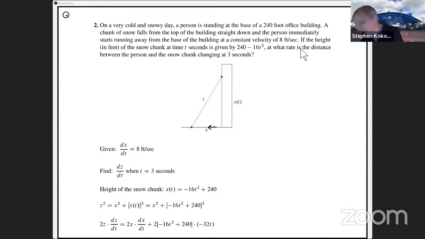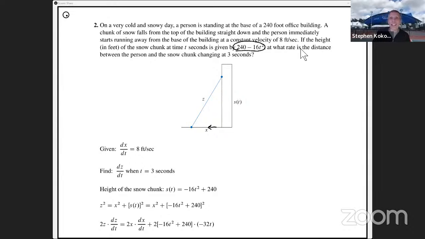All right. So they're running at a velocity of 8 feet per second, which is pretty reasonable. If the height in feet of the snow chunk at time t is given by this expression, at what rate is the distance between the person and the snow chunk changing at time t equal 3 seconds?